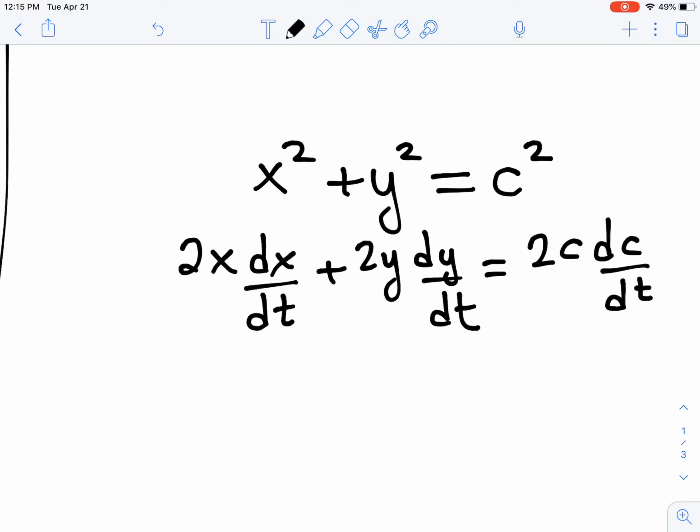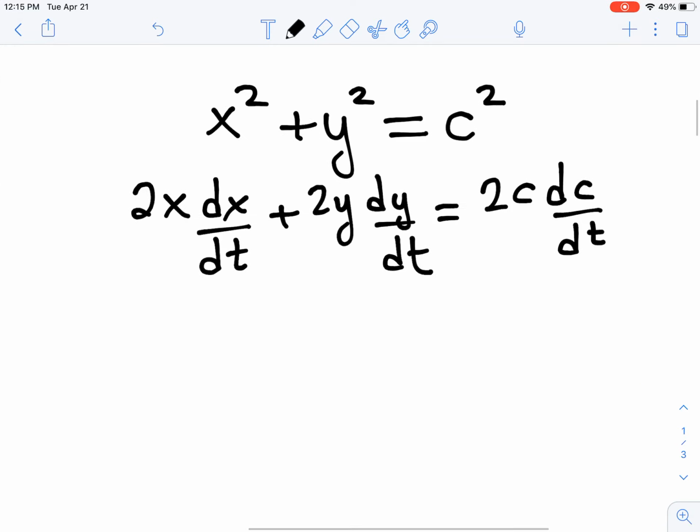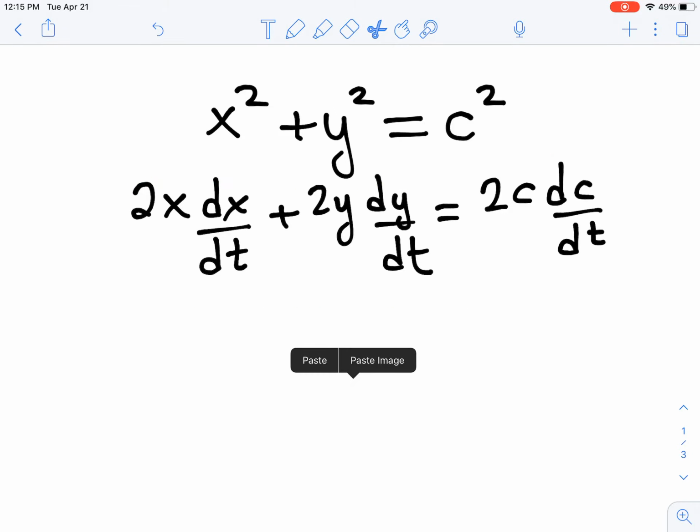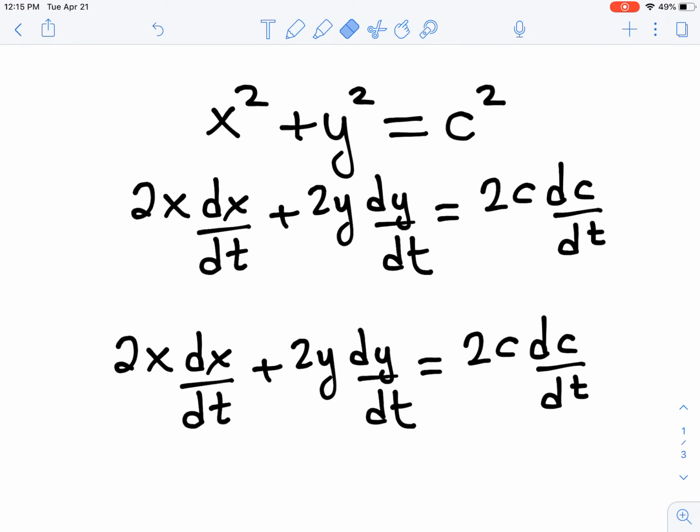Now notice everybody's got a 2, so we can divide everybody by 2 so we don't have so much messiness, okay? So I'm going to divide everybody by 2, and because I'm being super lazy, I'm just going to copy it here, and then I'm going to erase my 2's.